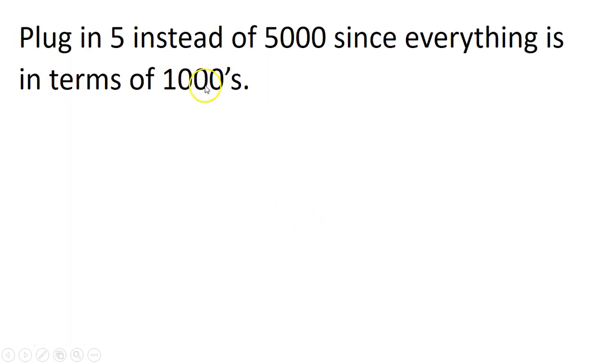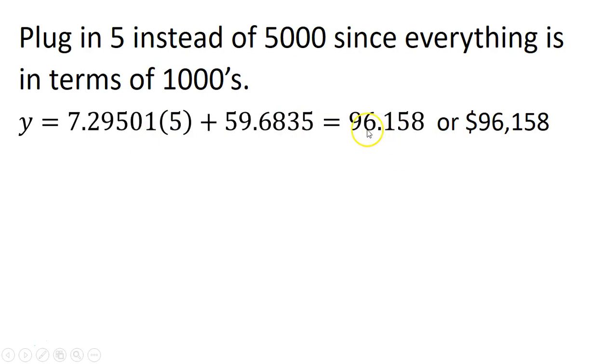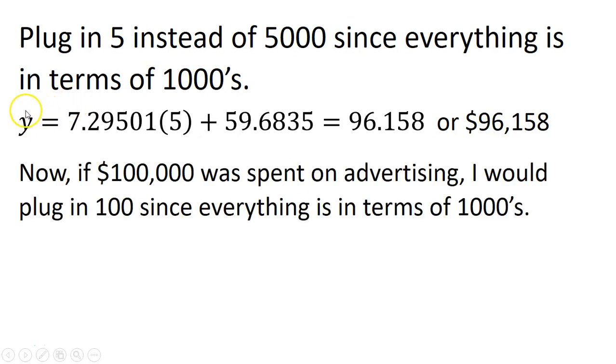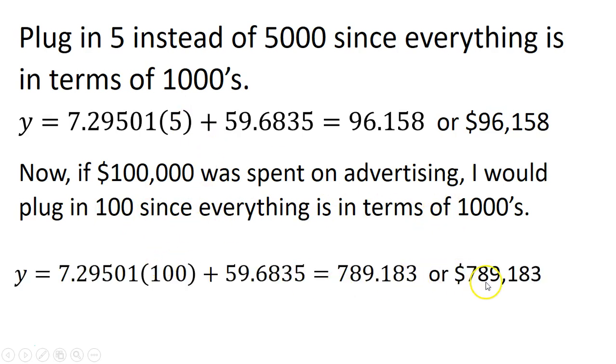So in our equation, if we plug in 5 instead of 5,000, because everything is in terms of thousands, I get roughly this, which in thousands is 96,158. That would be what I get predicted, and that should probably just have a hat over it. Now if 100,000 was spent on advertising, I would plug in 100 since it's by thousands, and I would get roughly that. This is a predicted equation, not the actual equation, so put a little hat above your Y, and we end up getting around 789,183, so we're able to figure it out.